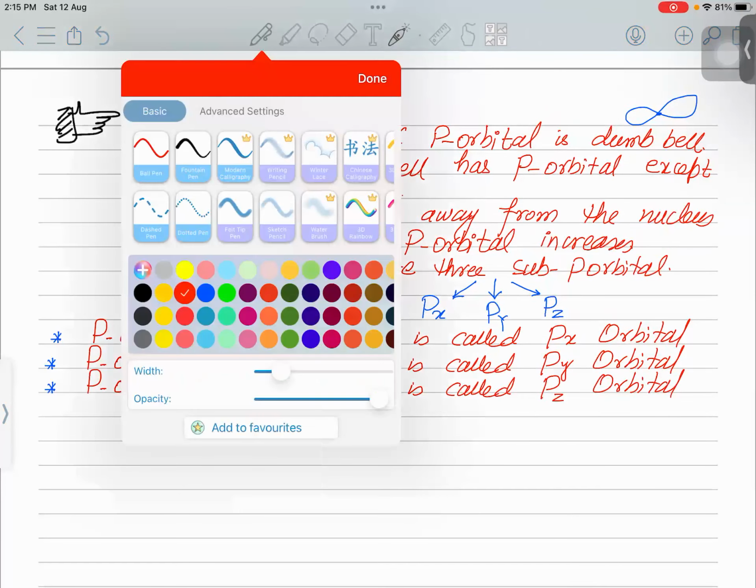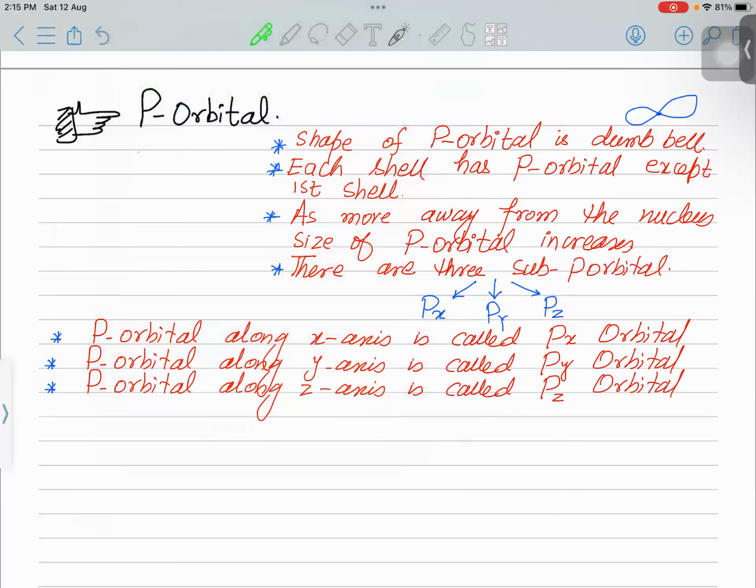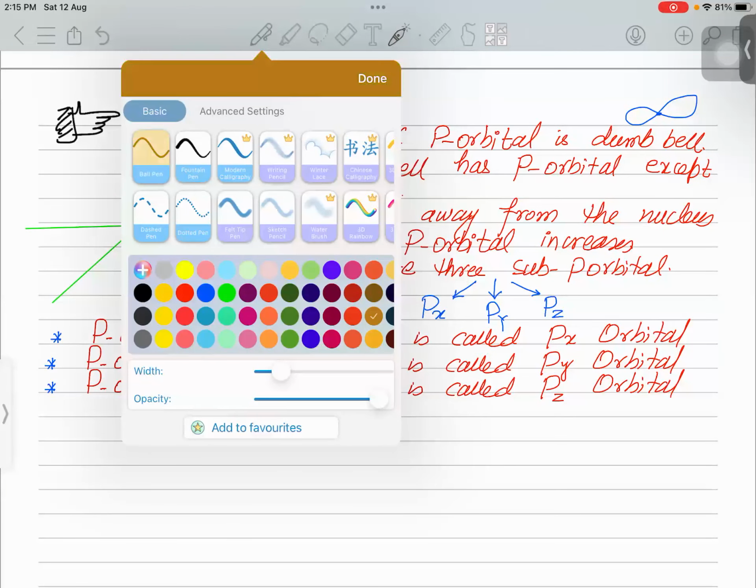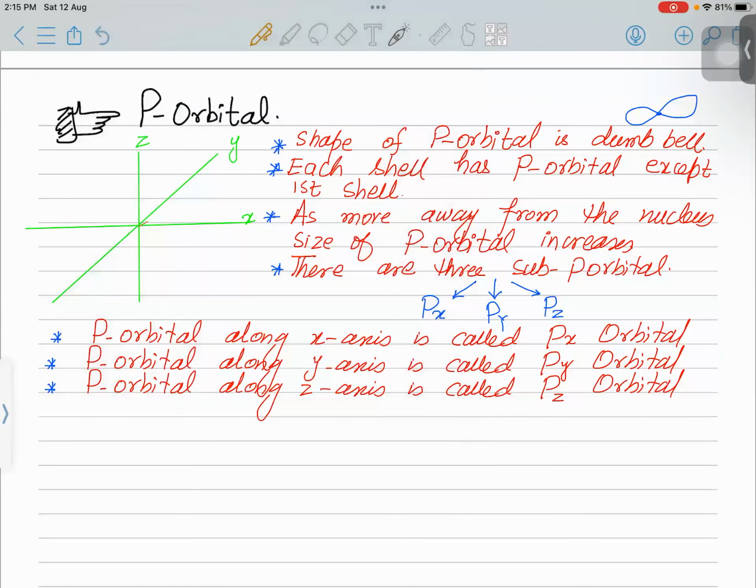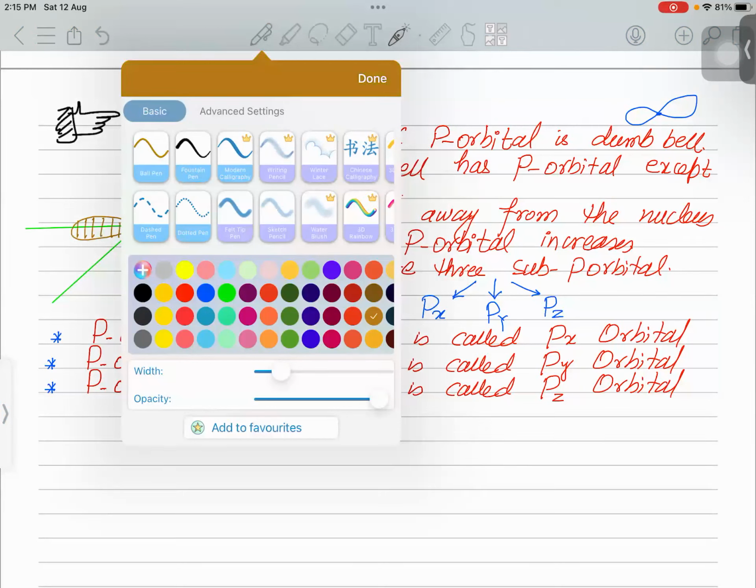Now, look at the diagram. This is the x-axis, this is the y-axis, this is the z-axis. This is called px because this is along the x-axis. This is the px orbital because it is along the x-axis.